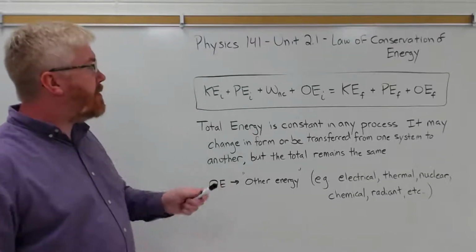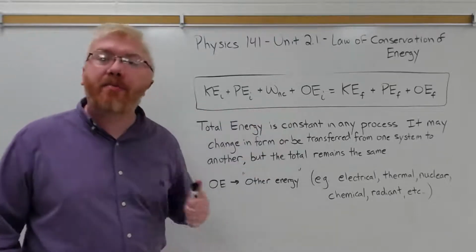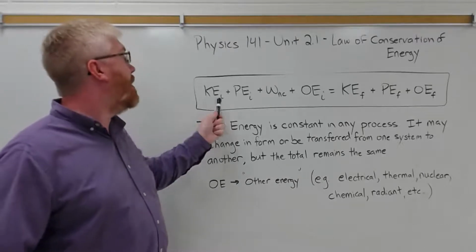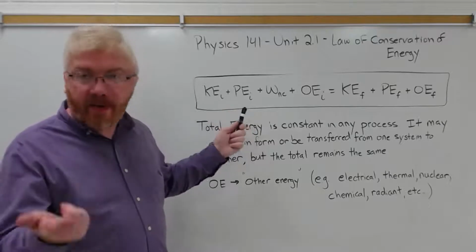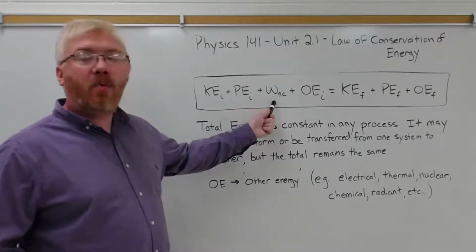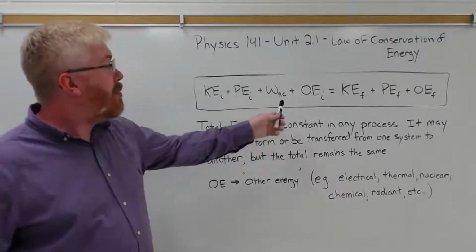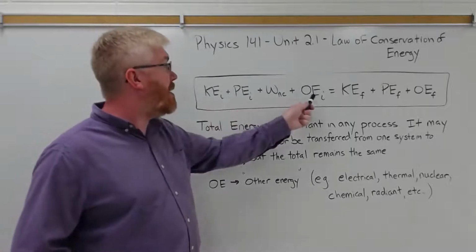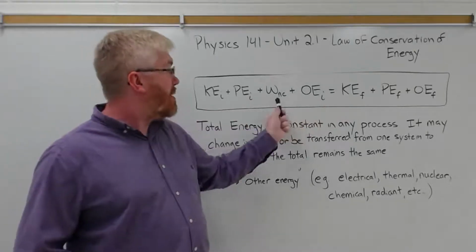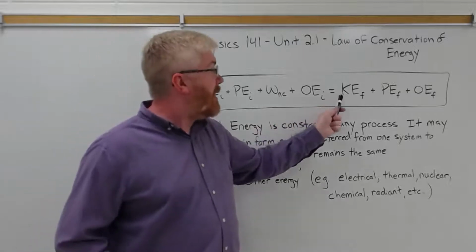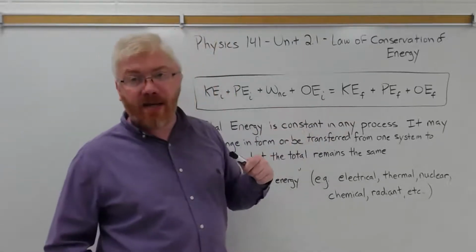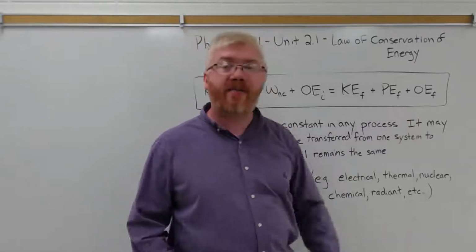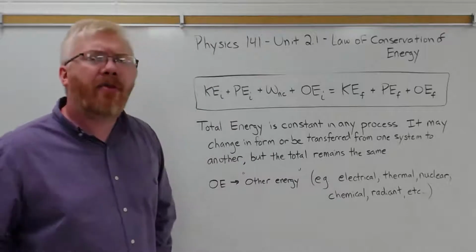Now, the equation your book gives looks kind of nasty, but it's actually pretty simple. It just states that the initial kinetic energy, plus the initial potential energy, gravitational or spring, plus the work done by non-conservative forces, plus other initial energy, so the total energy of the system initially, plus this transaction fee, or minus the transaction fee, because that'll be a negative number, is equal to the final kinetic energy, the final potential energy, and the final other energy. Well, what do I mean by other energy?